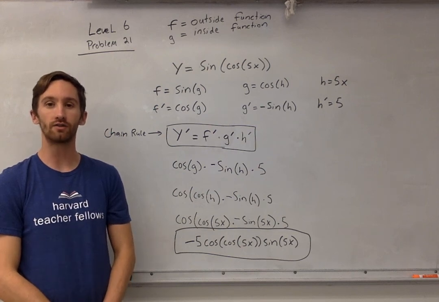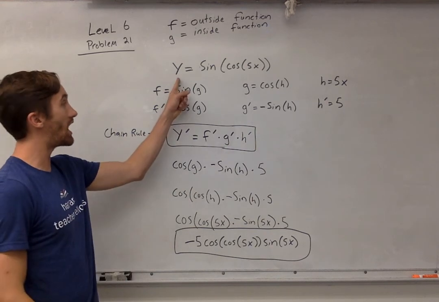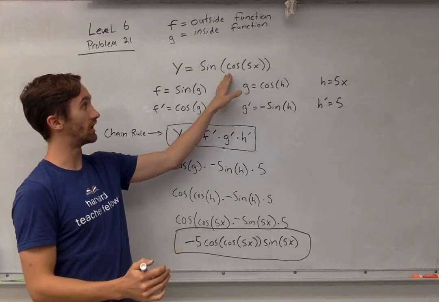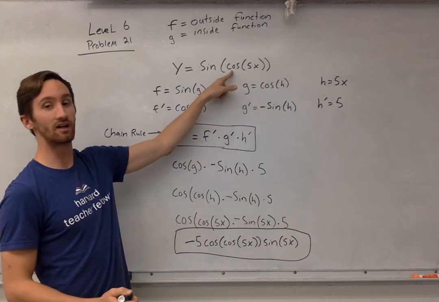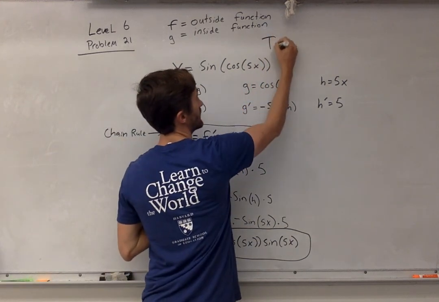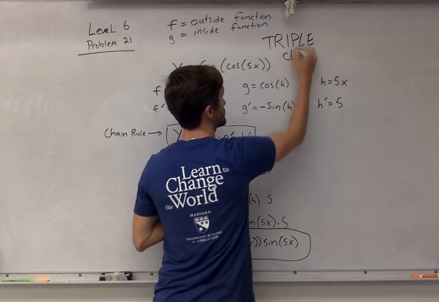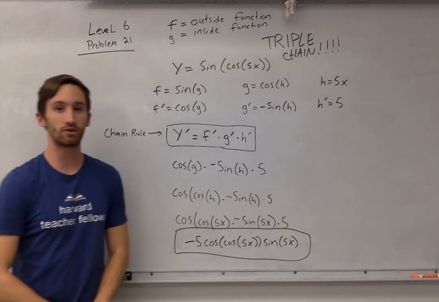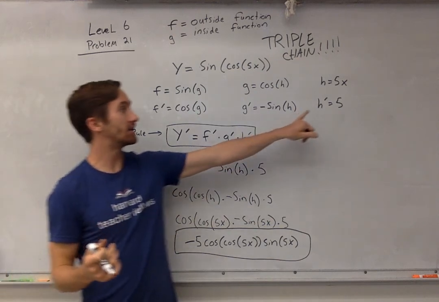And we're on to level 6. Things are really starting to get zany now. We've got y equals sine of everything cosine of 5x. So we have a 5x inside of a cosine, inside of a sine. The dreaded triple chain. A triple chain. So, since we have an extra function, we've added an extra letter.